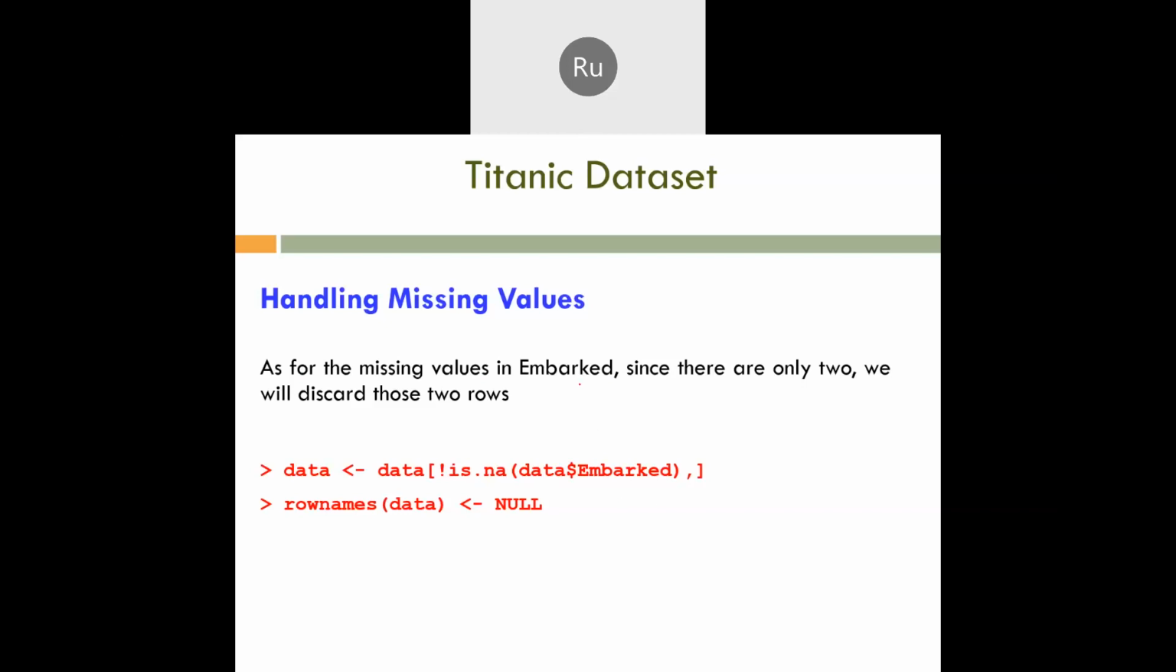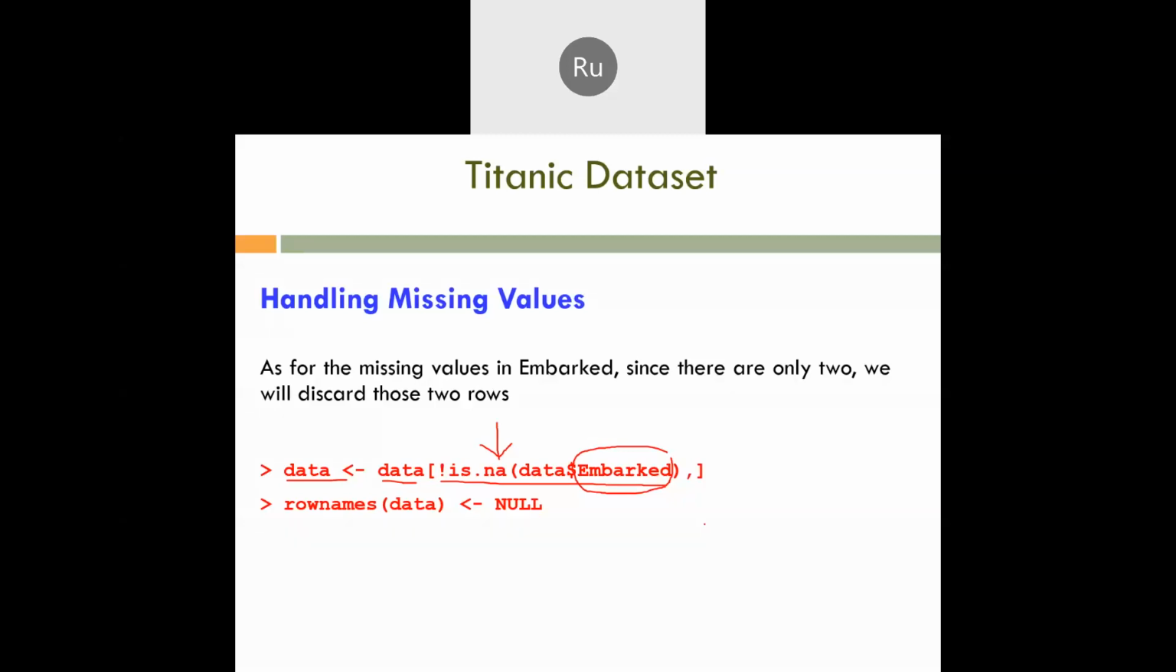Okay, since for the embark column we only have 2 rows, we will eliminate them from the data. So a new data will get a data which excludes all the rows that contain not applicable for this column. And the row names data means I will delete all the row names, because when you created the data frame for data, they have a hidden row name 1, 2, 3, 4, 5. So I will remove that one.